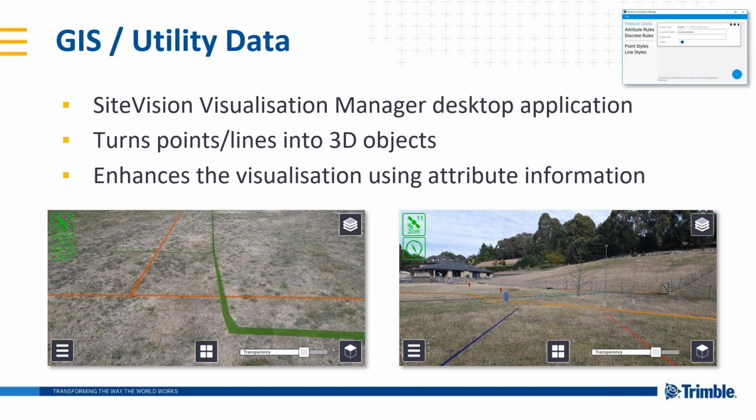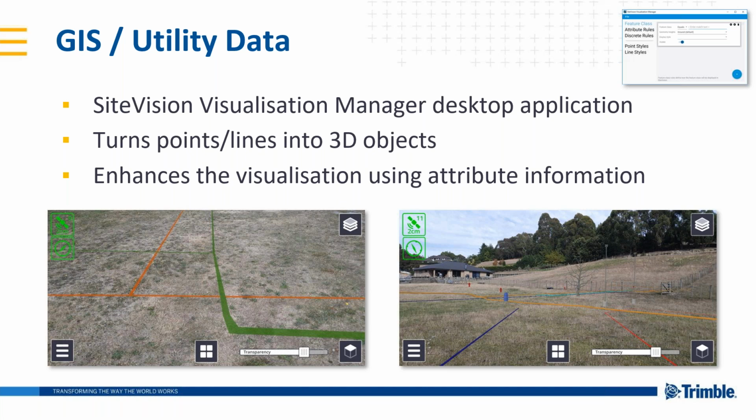If we think about utility data for a second, the data actually exists just as points and lines. If you bring that data into SiteVision, then by default, what you'll see are the lines on the shot on the left-hand side there. Using a desktop utility application called SiteVision Visualisation Manager, you can easily create a pretty simple rule set that helps SiteVision interpret the data set, and it will use the attribute information to not just display points and lines, but actually to display 3D objects on site. And there's an example of that on the bottom right there.